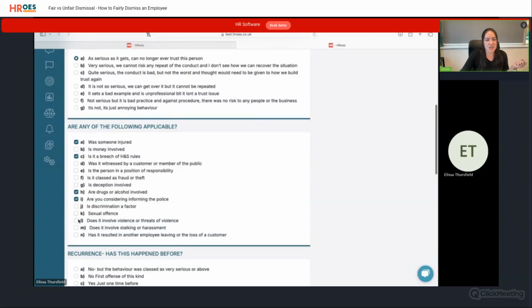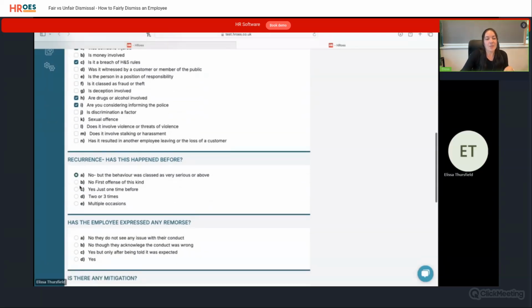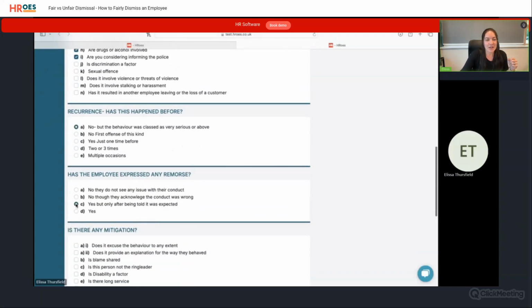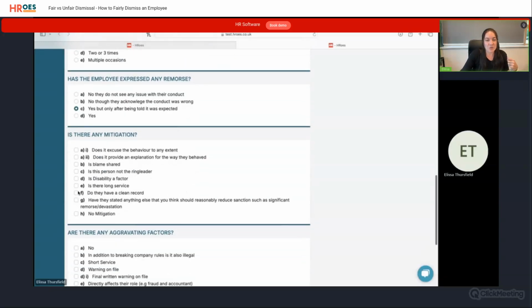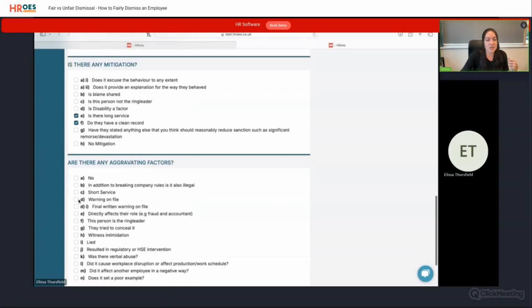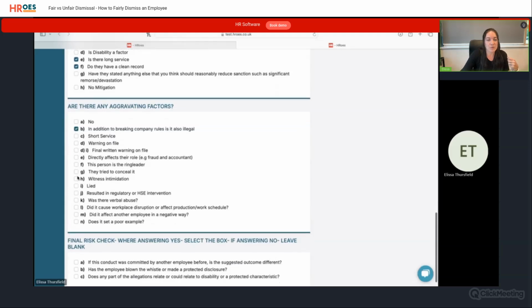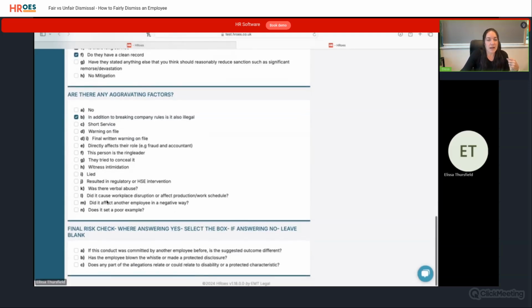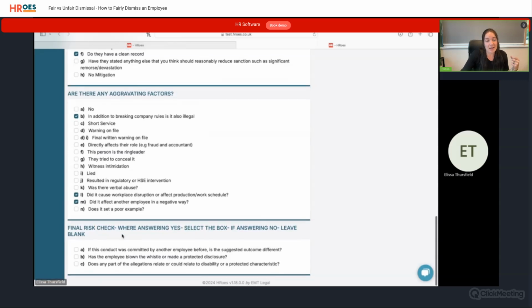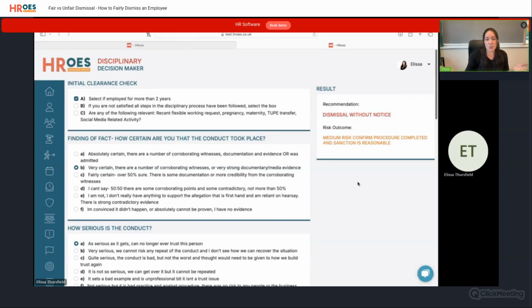So here we've got somebody was injured, it's a breach of health and safety rules, drugs and alcohol were involved, and we're considering informing the police. I'm sure we don't need to be a genius to think what the outcome of this one's going to be. It was the first time this has ever happened, but it was very, very serious. The employee did express remorse, but only after being told it was expected. Mitigation, there's long service and this person actually had a clean record. Any aggravating factors? We have got that in addition to breaking company rules, it's also illegal, and it affected another employee in a negative way, and it caused workplace disruption. Dismissal without notice. So the system agrees with the outcome in this situation.